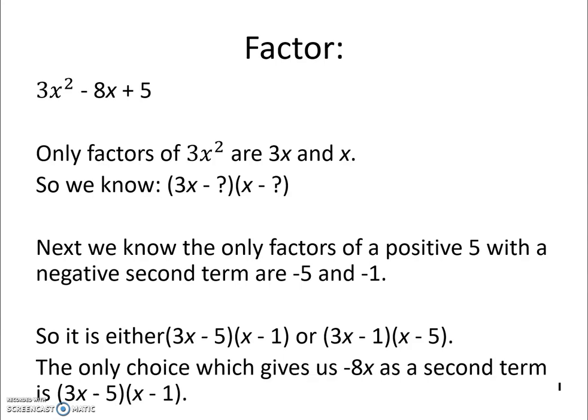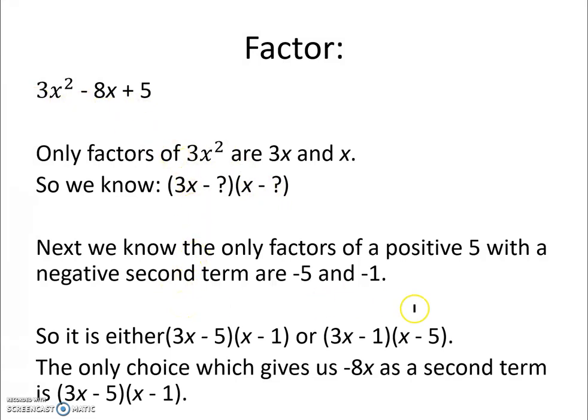Our third example is 3x squared minus 8x plus 5. The only factors of 3x squared are 3x and x, so we know it must be 3x minus times x minus, and we know that because those two minuses, when we put numbers in here, will become a plus. And those two negatives, as we FOIL these, will give us a negative as a second term.